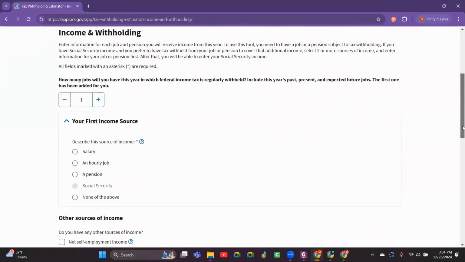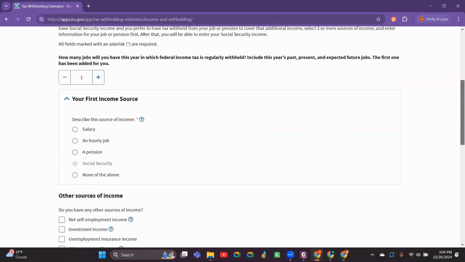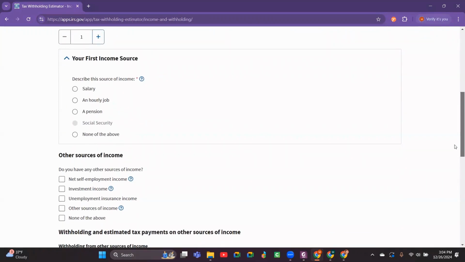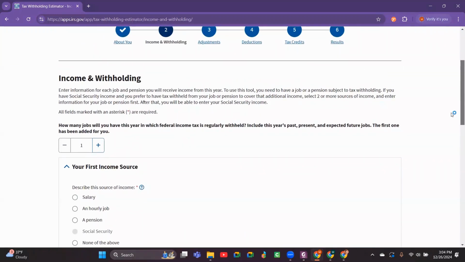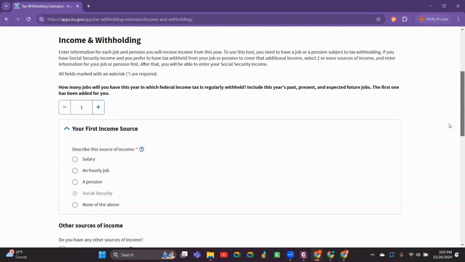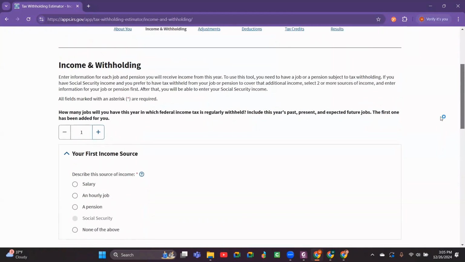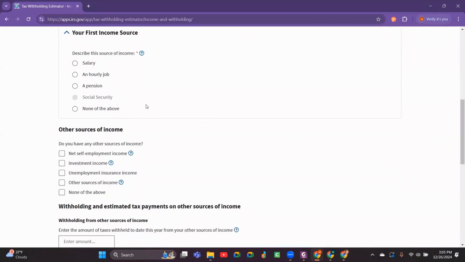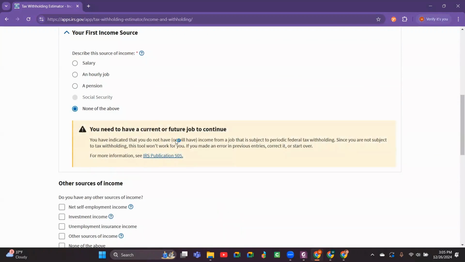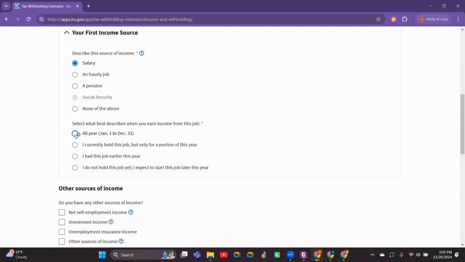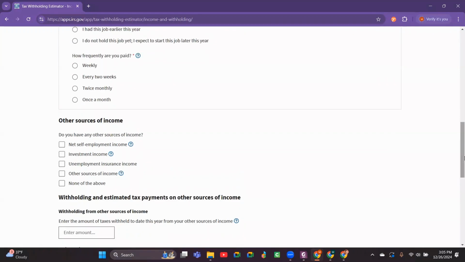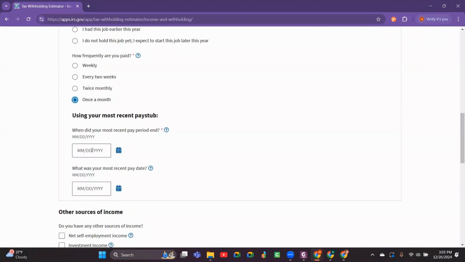For my clients who are self-employed, I have a specific tax estimator that I use internally to help them estimate their taxes. But for those that might be in a pinch and you're curious to see what's happening, I would do something like this. If you put none, again, it'll say you can't use this. You need a current job or future job to continue. So for the sake of this, I'll just put salary. I had it all year long. And then I would say I get paid once a month. That's just the easiest to calculate.